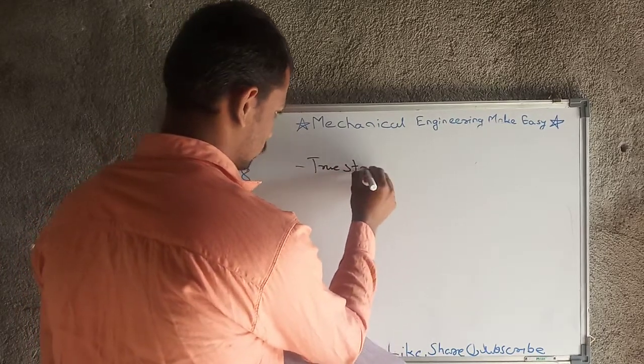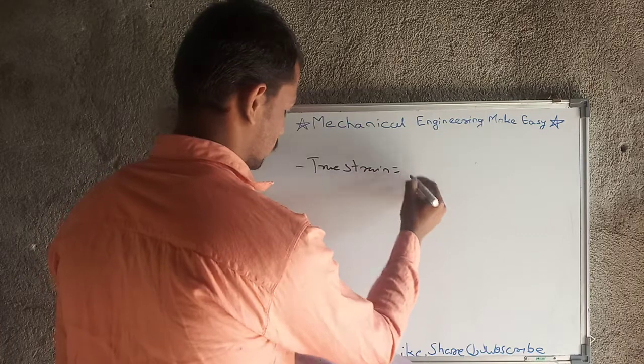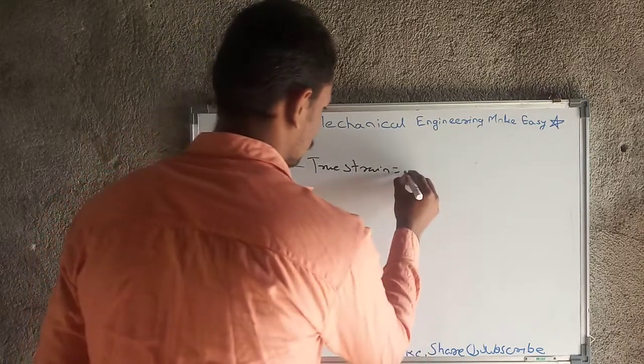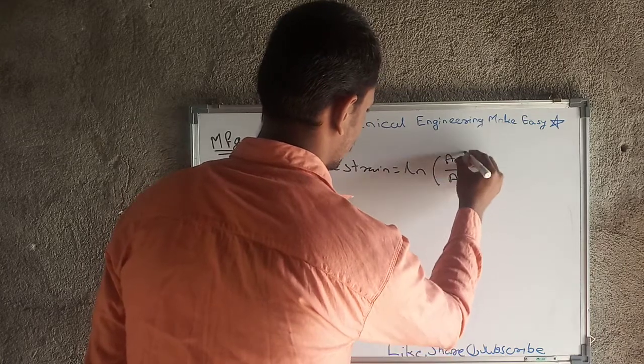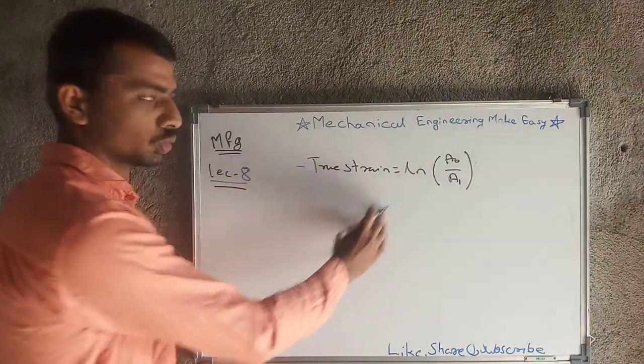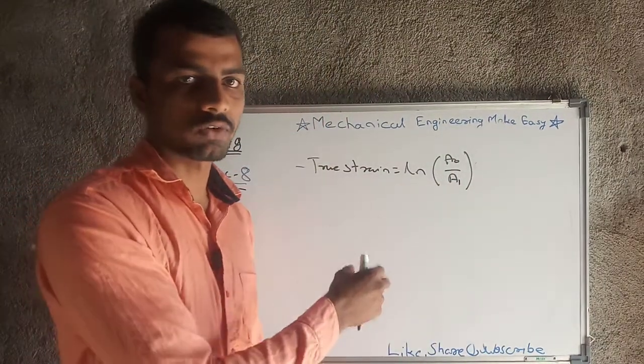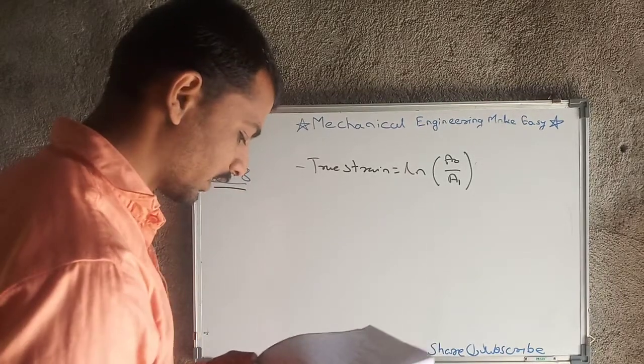True strain, which is equal to ln of original area upon final area. What is the true strain? That is nothing but the ln of original area upon final area.